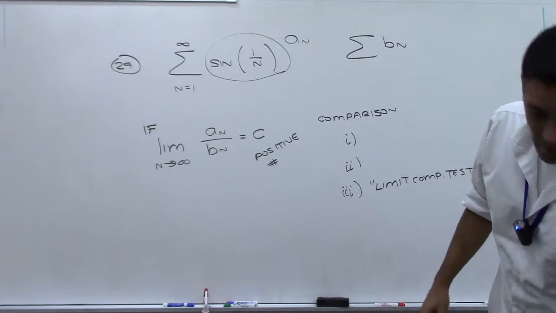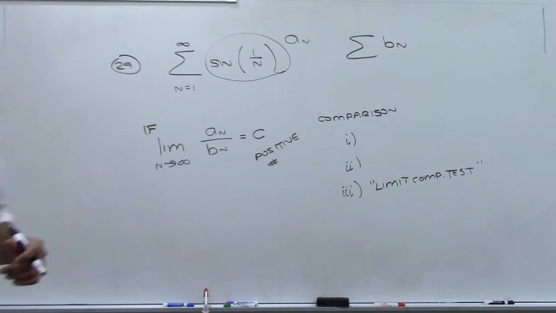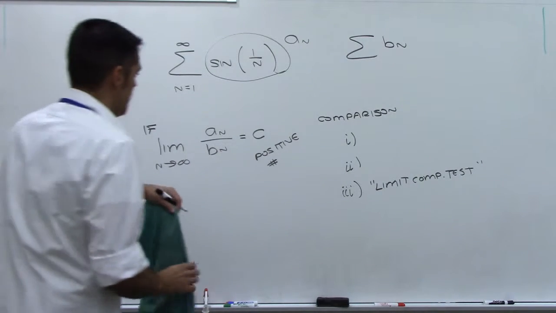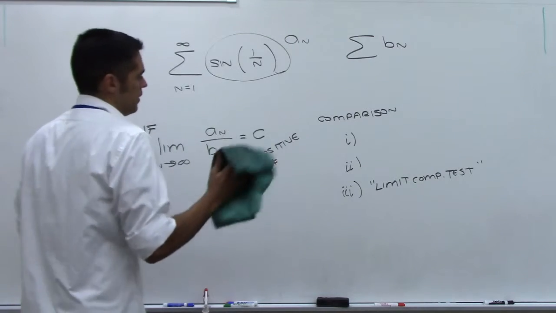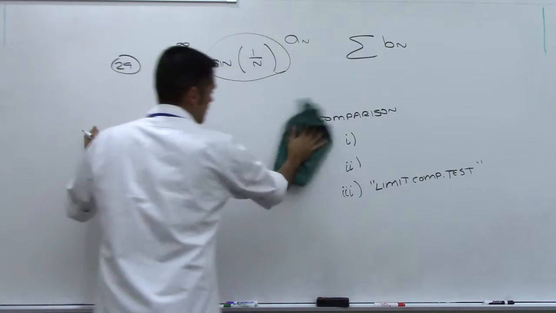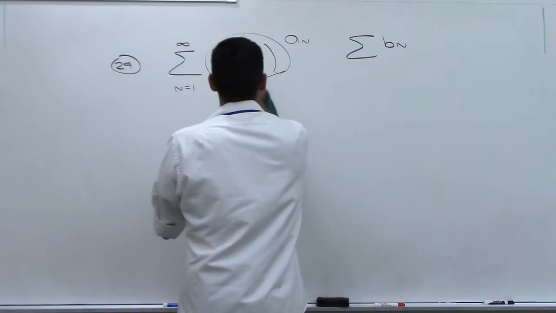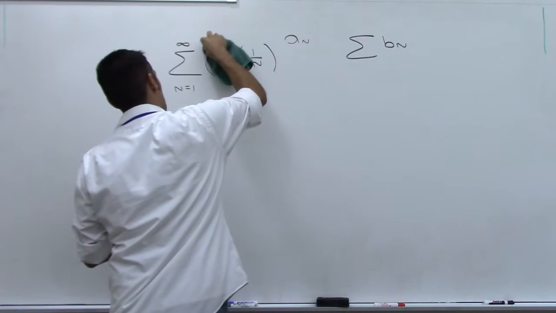Now, there are several problems in this section I could have done using this. But I forgot that this test was in this section. I thought it was in the next section for some reason. So what I need to do is try and come up with something to compare it to, and then take a look at that limit, that ratio.